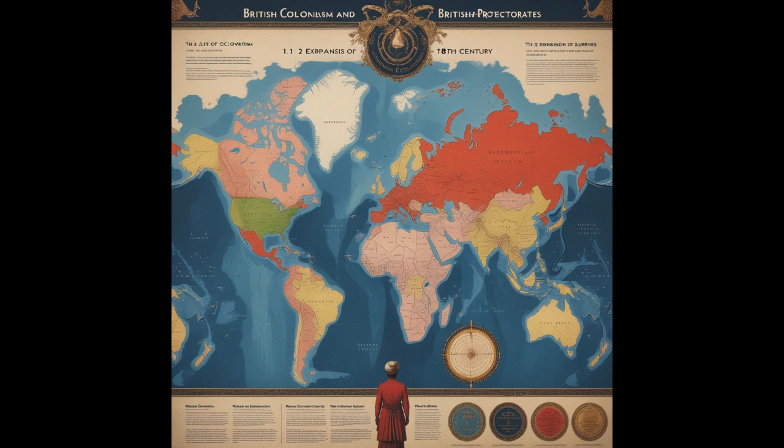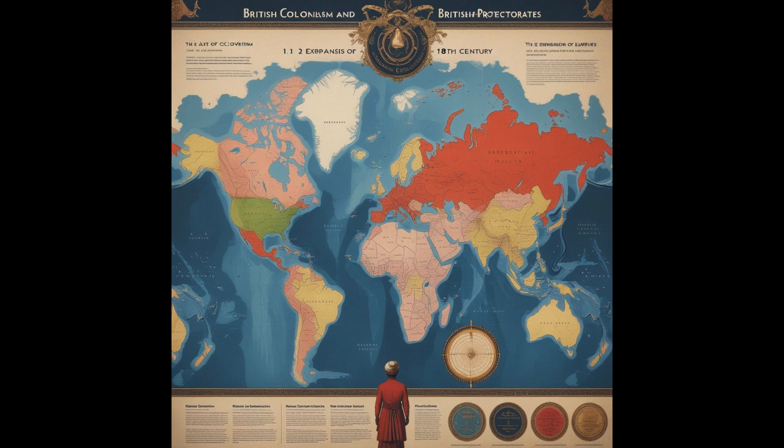Iraq, 1920 to 1932. After the collapse of the Ottoman Empire, Britain established a mandate over Iraq, which formally became a kingdom under British influence. Transjordan, 1921 to 1946. Britain established a protectorate over the area that became Transjordan, which gained full independence in 1946.